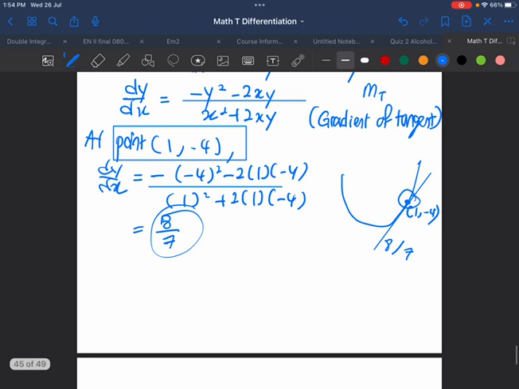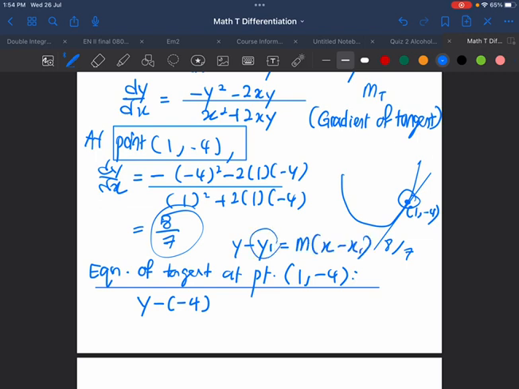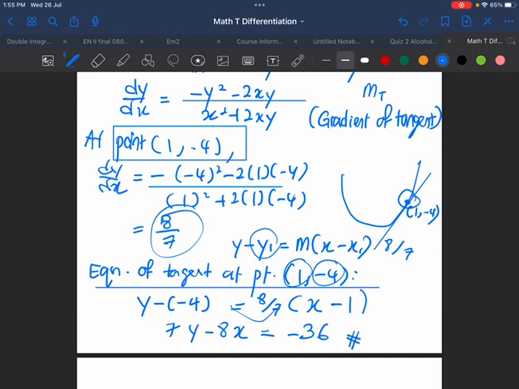So to deduce the equation of tangent at the point 1, negative 4, we will get y minus 4. I substitute into the equation y minus y1 equals m times x minus x1, so you can see the y1 is negative 4, and m equals 8/7, and x1 is 1. I put this on the left hand side, and I will get 7y minus 8x equals negative 36. Here is the final answer. You can try to do it.